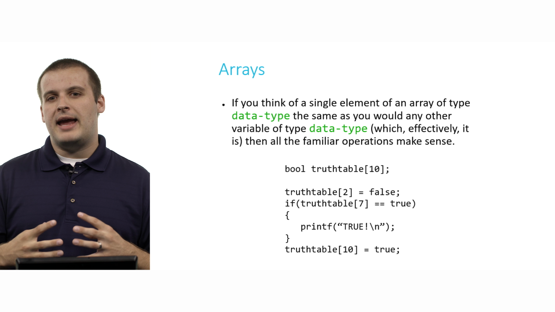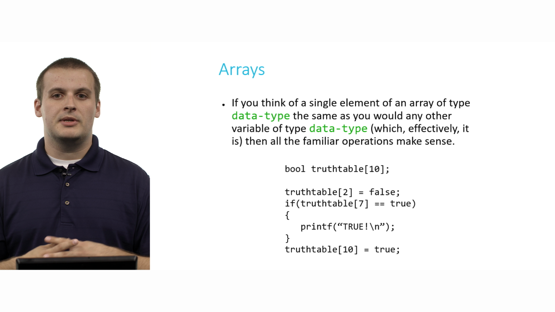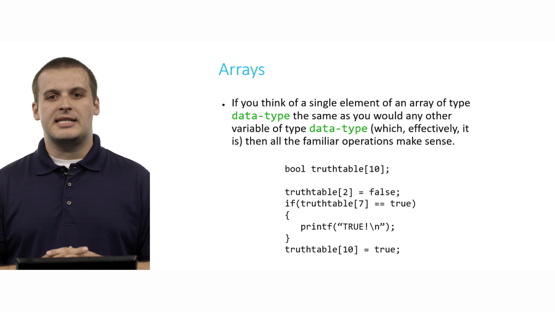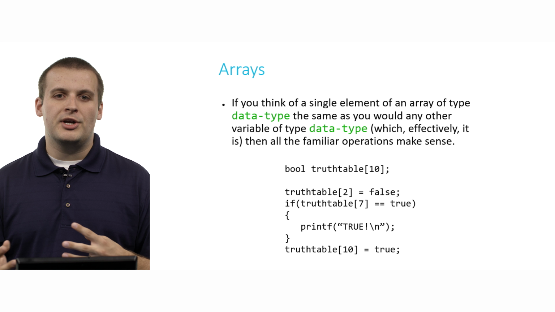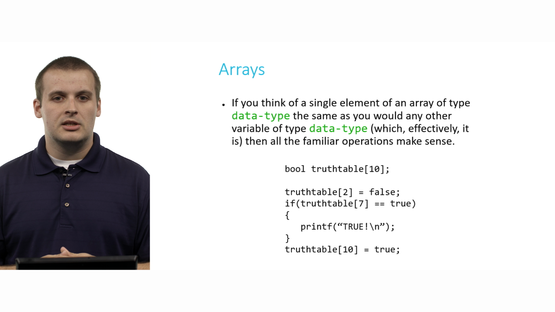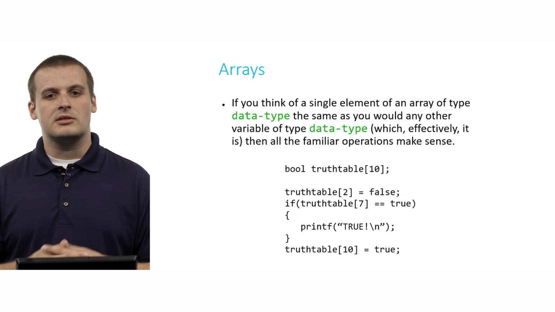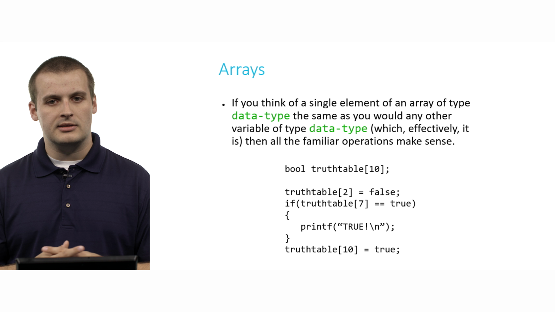If you think of every element of an array of a given data type, for example a single element of an array of type int, the same way you would think of any other variable of type int, all the familiar operations that we discussed previously in the operations video will make sense. So here we could declare an array of booleans called truth_table, which consists of room for 10 booleans.